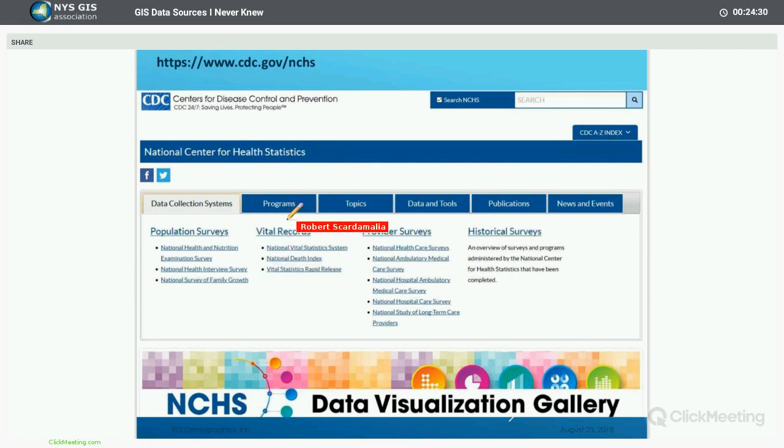So vital records, yes, it's births and deaths and other health indicators related to births and deaths, but there are a slew of surveys, National Health and Nutrition, Health Interview Survey, surveys that deal with family and retirement, other types of surveys that deal with providers of health care, ambulatory care, medical care, hospital care, long-term care providers.